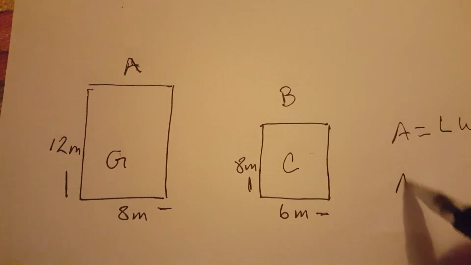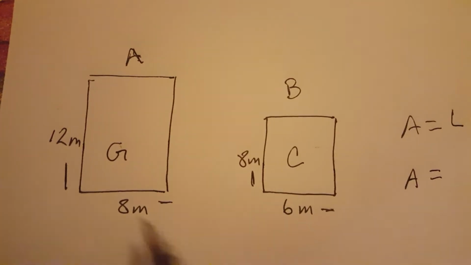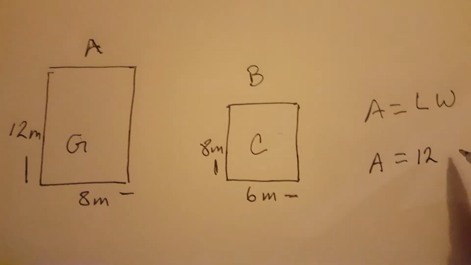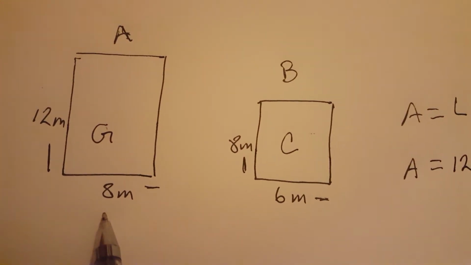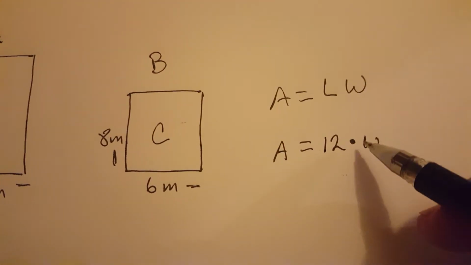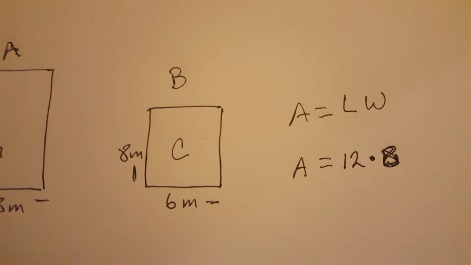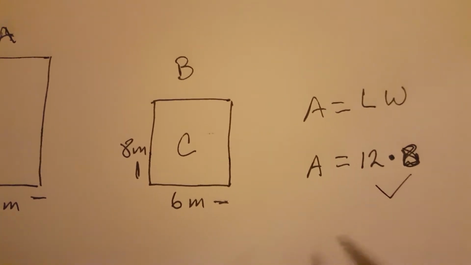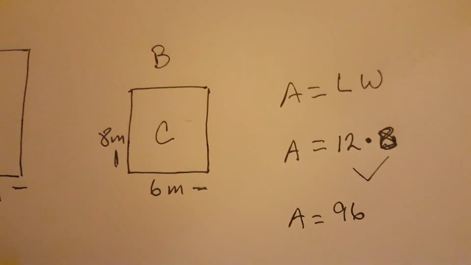Alright, let's go ahead and put our formula down. Area equals, if we look over here, what's our length? We assume that 12 is going to be our length, multiplied by 8 meters, which is our width. As you can see, our formula matches up. I'm sorry, it's 8 meters. Now, the simple math begins. 12 times 8. What do we have? Area equals 96.